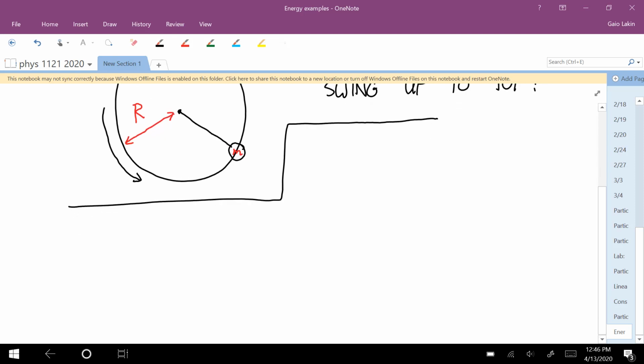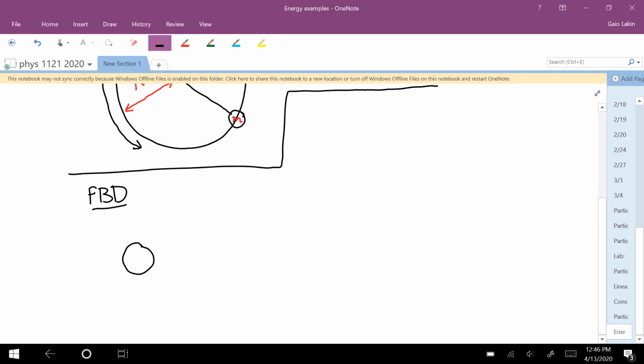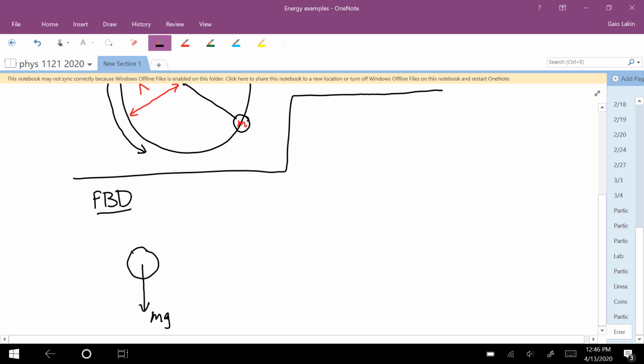Okay, so I'm going to start by drawing a free body diagram of some representative instant. So we have an object here. Let's say that it's right at the picture I have drawn up above. So what forces are acting? There's a weight force. And then there's the cable force, T.